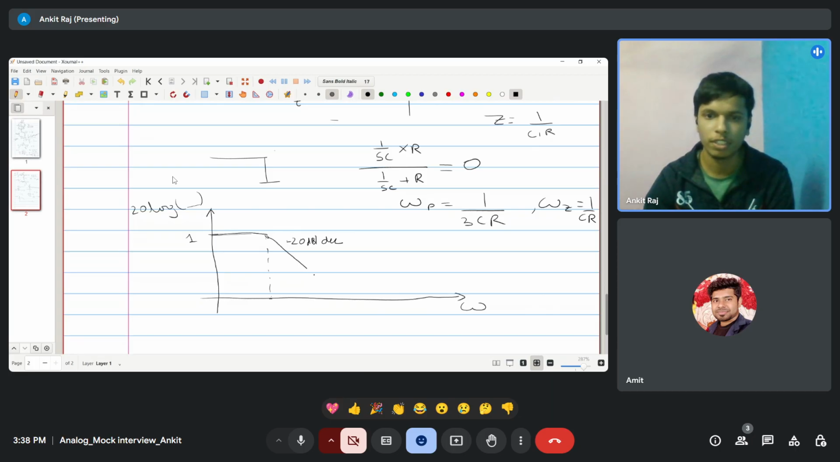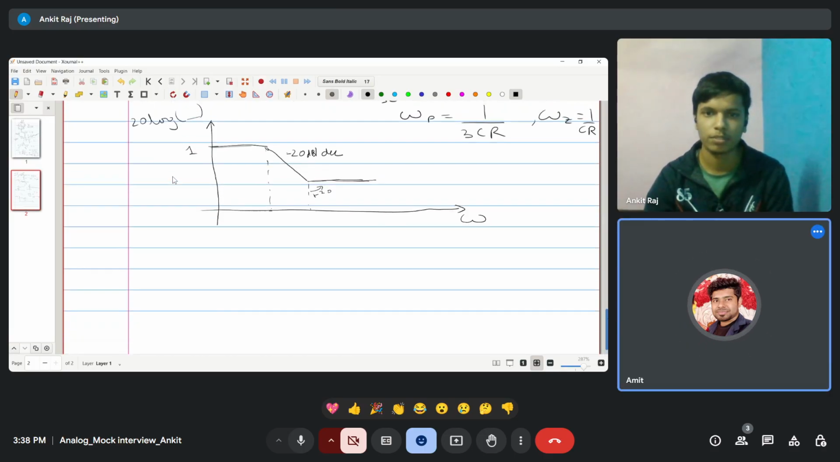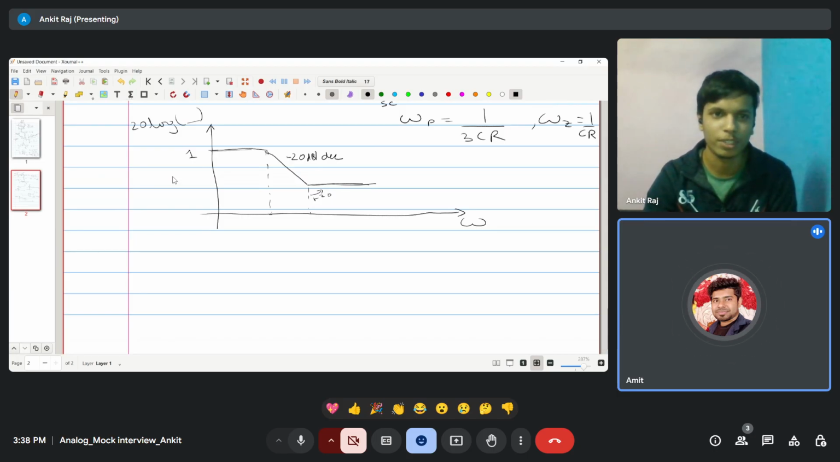and when the zero comes, it shifts to a constant plus 20 dB. When the zero is encountered, it shifts by plus 20 dB. So it's minus 20 dB and plus 20 dB, so it will again become constant. So remove that plus 20 dB thing and make it 0 dB per decade, right?